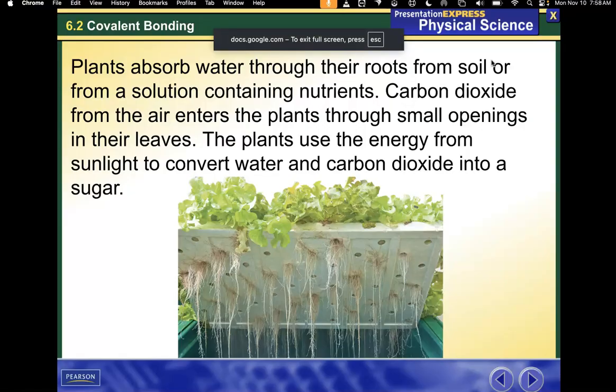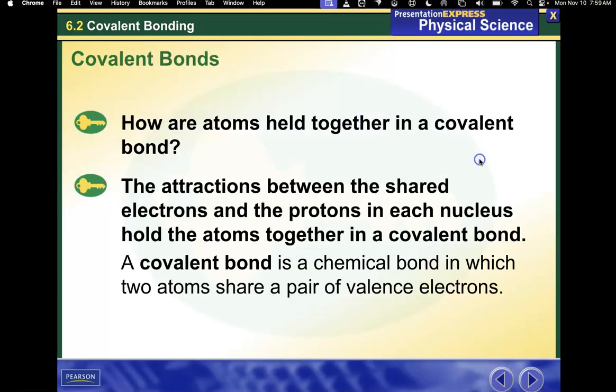All right, so covalent bonding. Plants absorb water through the roots from soil or from a solution containing nutrients. Carbon dioxide from the air enters the plants through small openings in their leaves. The plants use the energy from sunlight to convert water and carbon dioxide into a sugar.